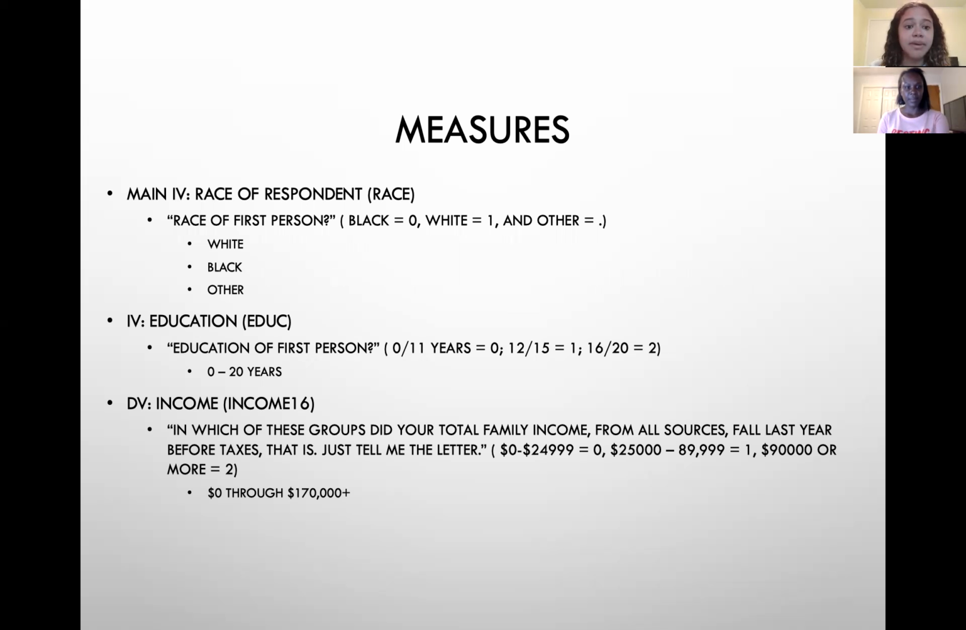So for our main independent variable, we looked at the race of the respondent. Now, this question asked the race of the first person, which is the respondent, and they were to self-identify. They had 3 options of white, Black, or other.